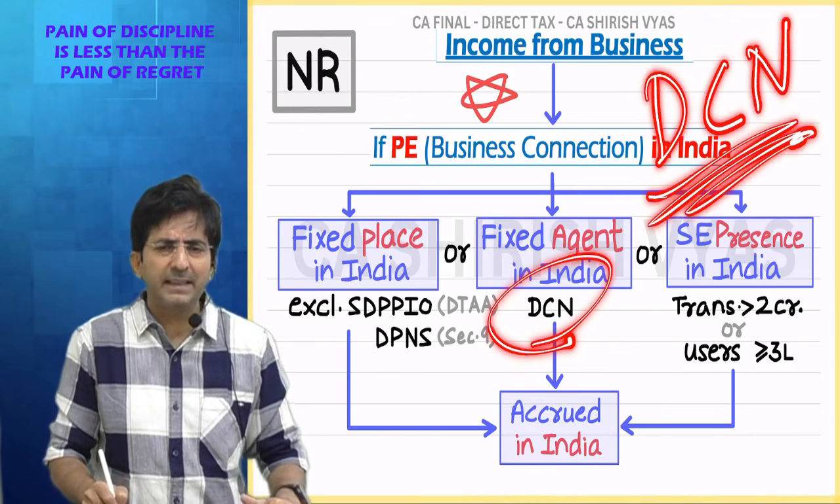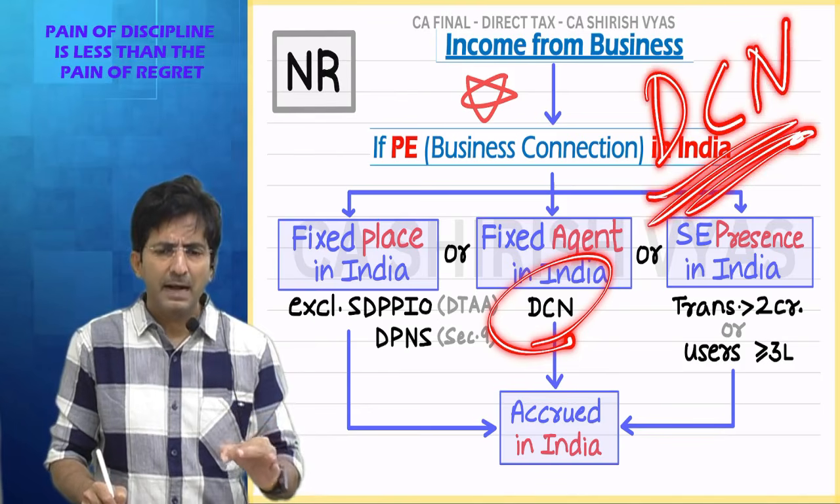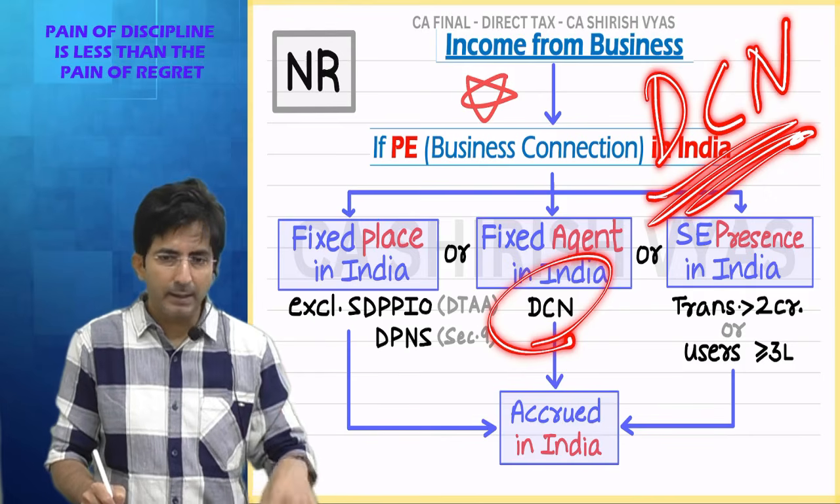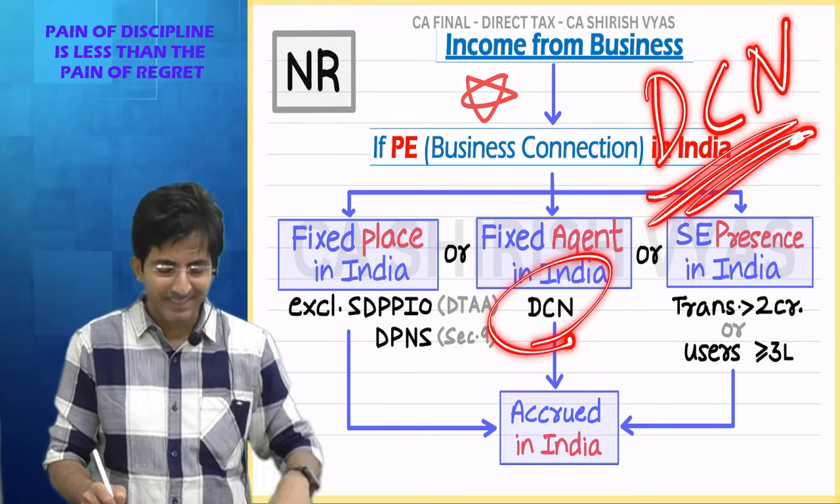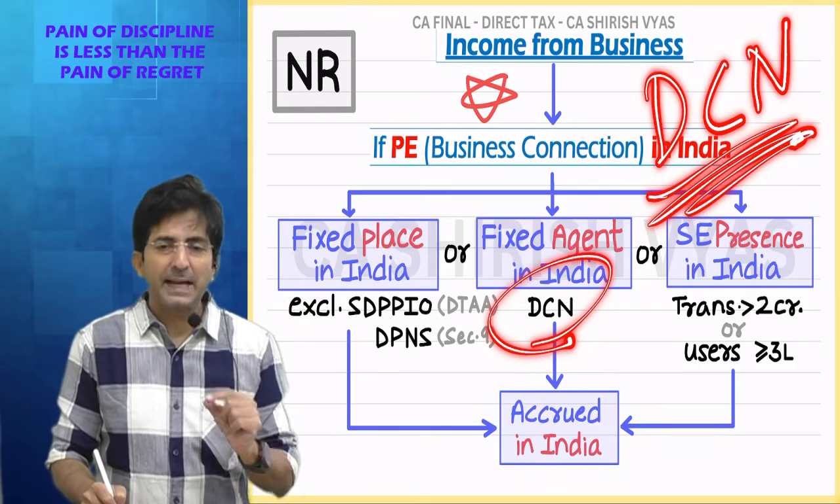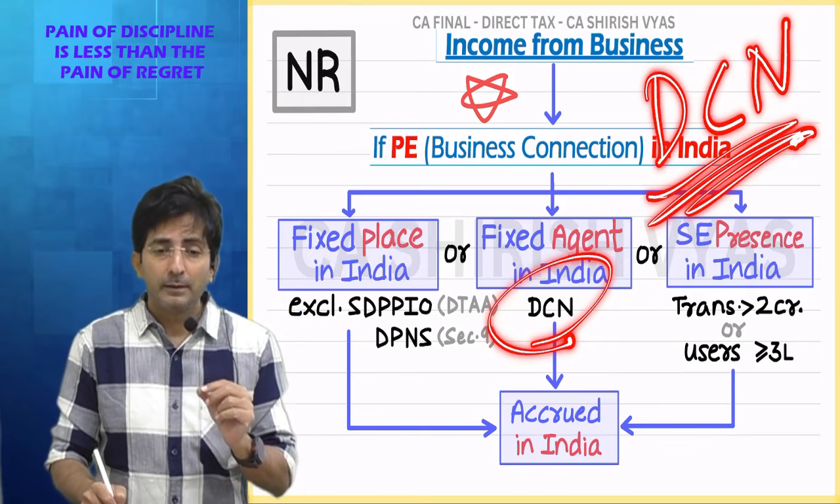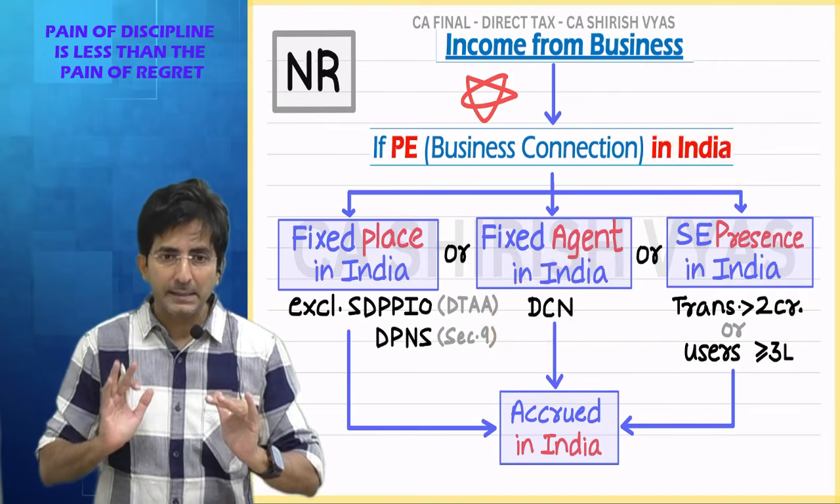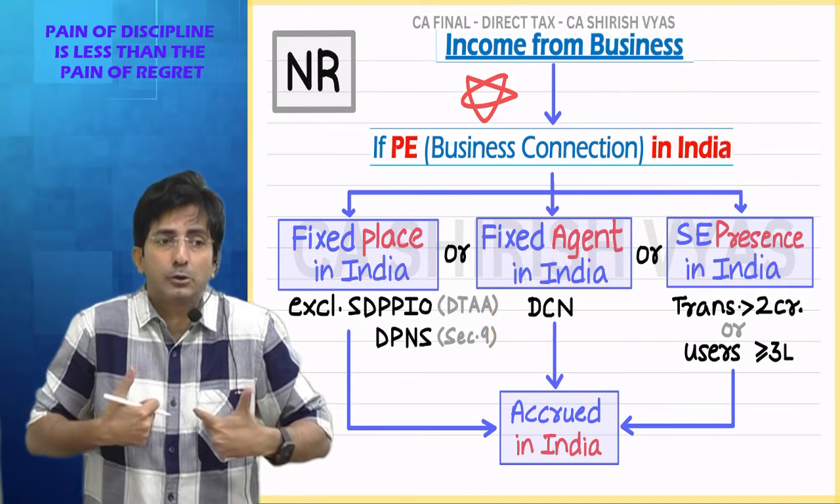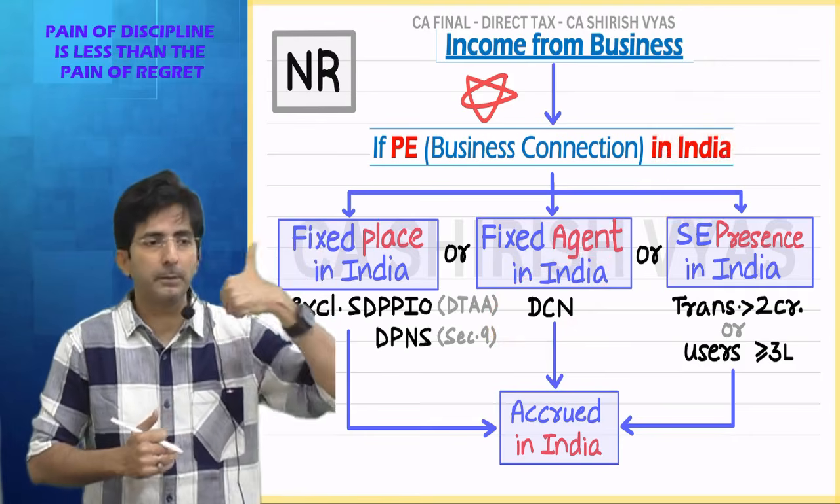Dhakkan means DCN. I pronounce it as Dhakkan. In Hindi, Dhakkan means Dhakkan. So DCN. So N stands for what? The contracts done by the agent are not in his name. They should be in the name of the principal.